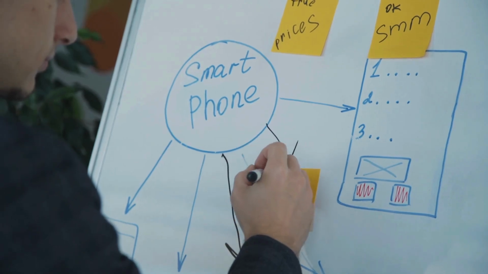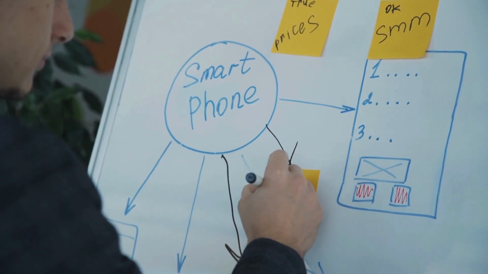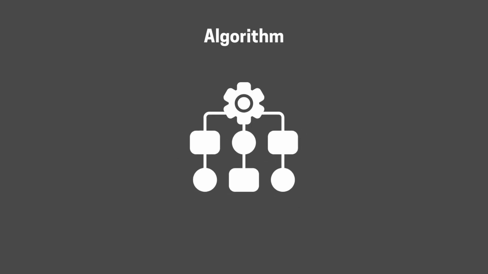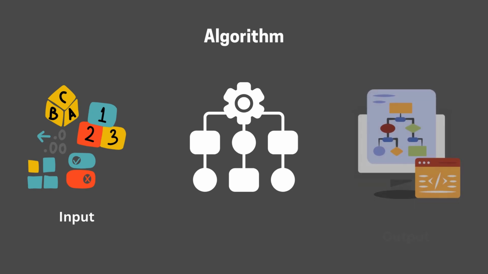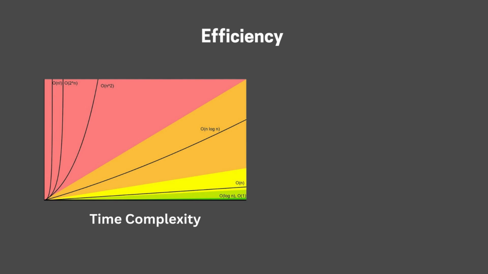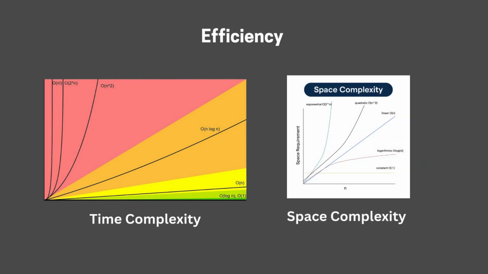An algorithm is a set of well-defined instructions for solving a particular problem or performing a specific task. Algorithms take data as input and produce an output, often through a series of logical steps. The efficiency of an algorithm is measured in terms of its time complexity, how fast it runs, and space complexity, how much memory it uses.